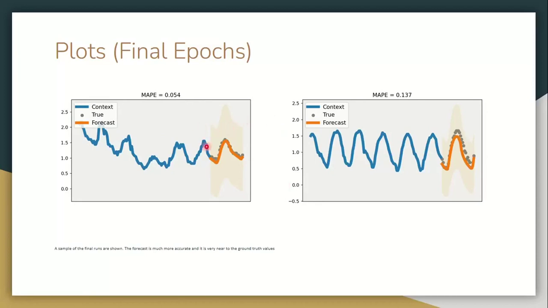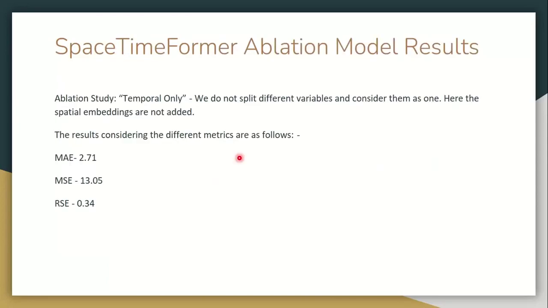We can see that in the final epochs, our model has learned and is able to almost accurately predict the true values, and the forecast, which is the orange line, is very close to the true value, and the uncertainty estimate can also be seen over here.